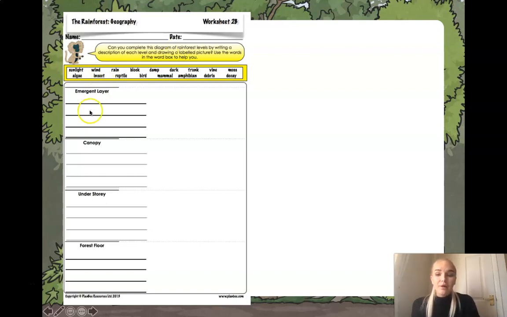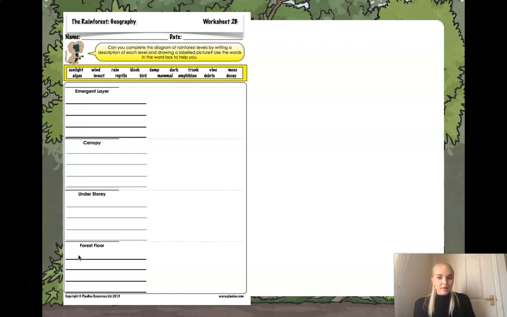Now I do know that there isn't a lot of space here. So after you've filled up all of the lines, you can write on a separate piece of paper the rest of what you're thinking, okay? Because I'd love you to carry on your fantastic thoughts if you have them. Do the same for canopy, understory, and forest floor. Write a bit about what animals live there, what the temperature is like, how much rainfall, and how much sunlight.